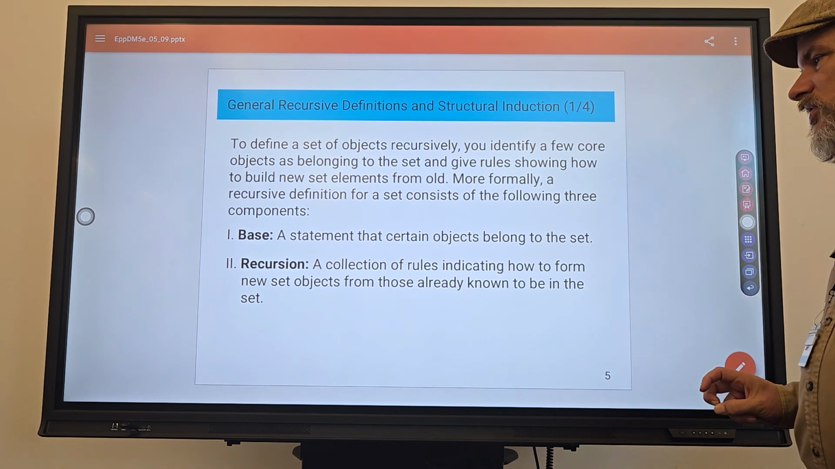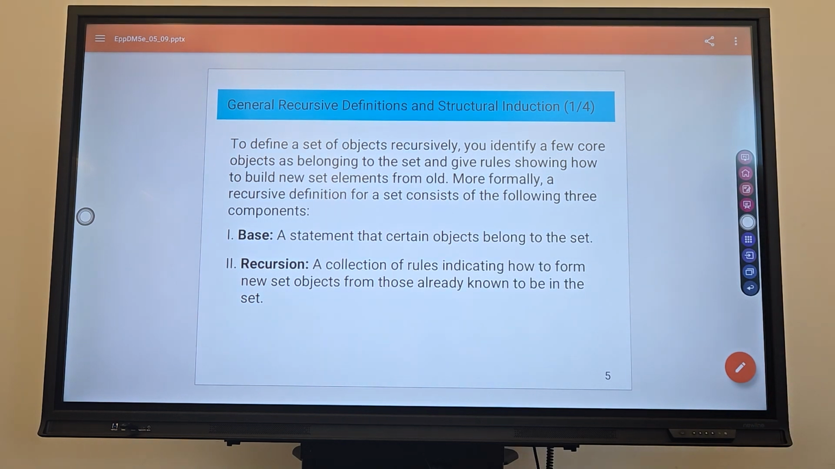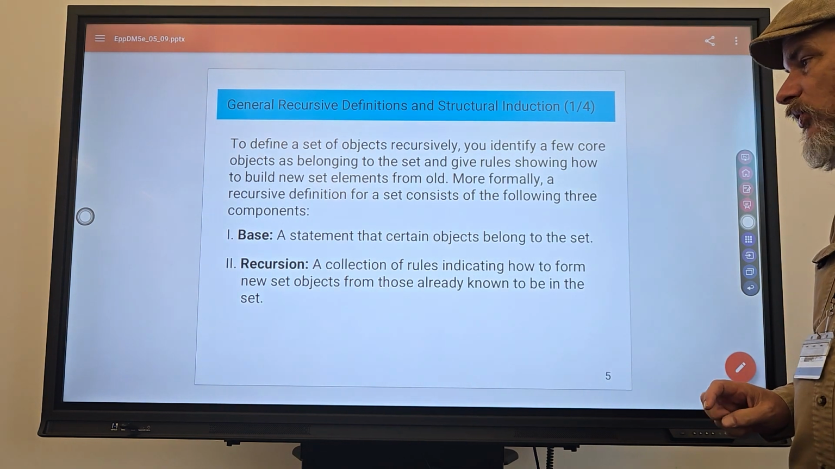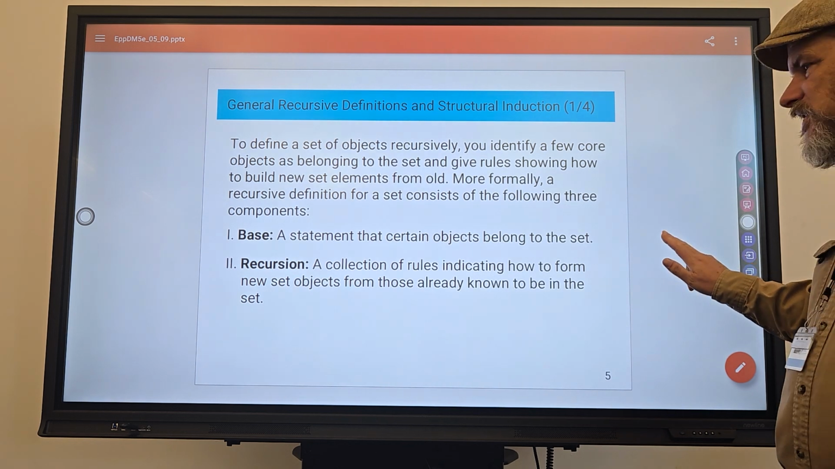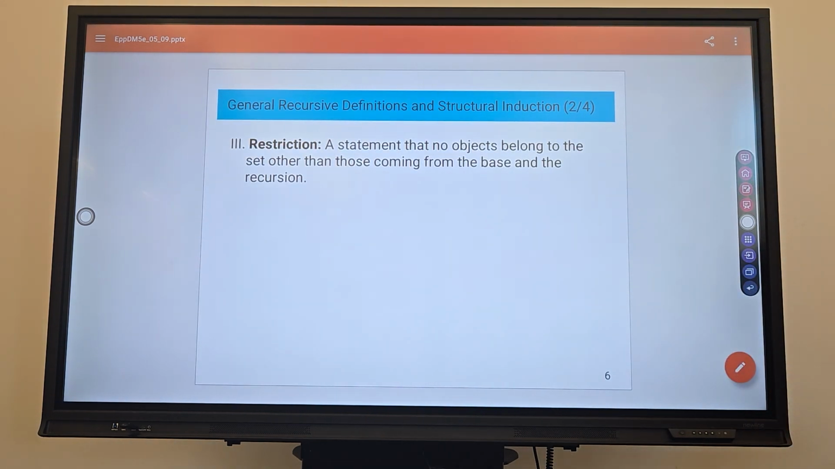Then your recursion rules, and it's not just necessarily one rule. There can be multiple rules in the recursion, but it's a collection of rules indicating how to form new set objects from those already known to be in the set. And then finally, there's a restriction: a statement that no objects belong to the set other than those coming from the base and the recursion.